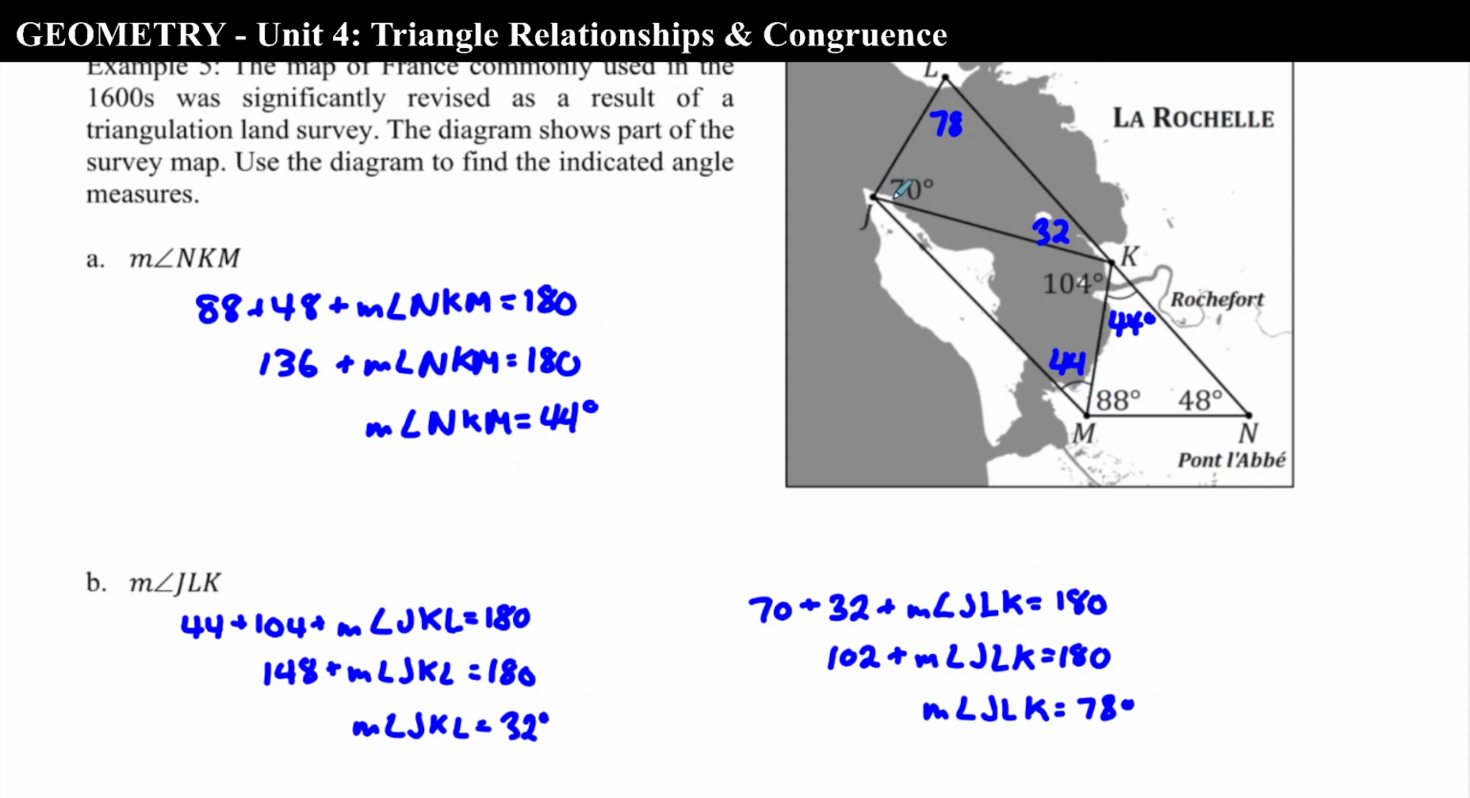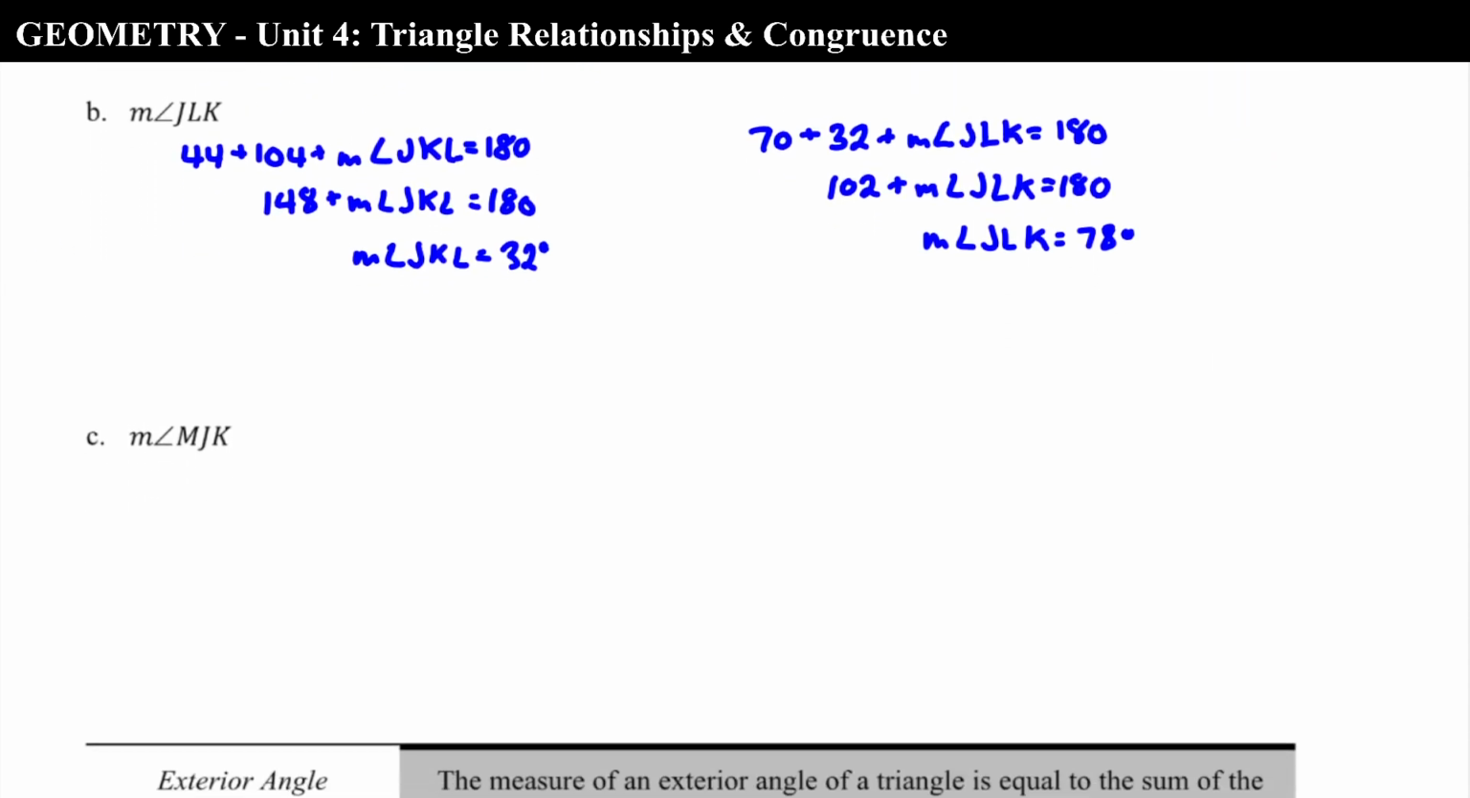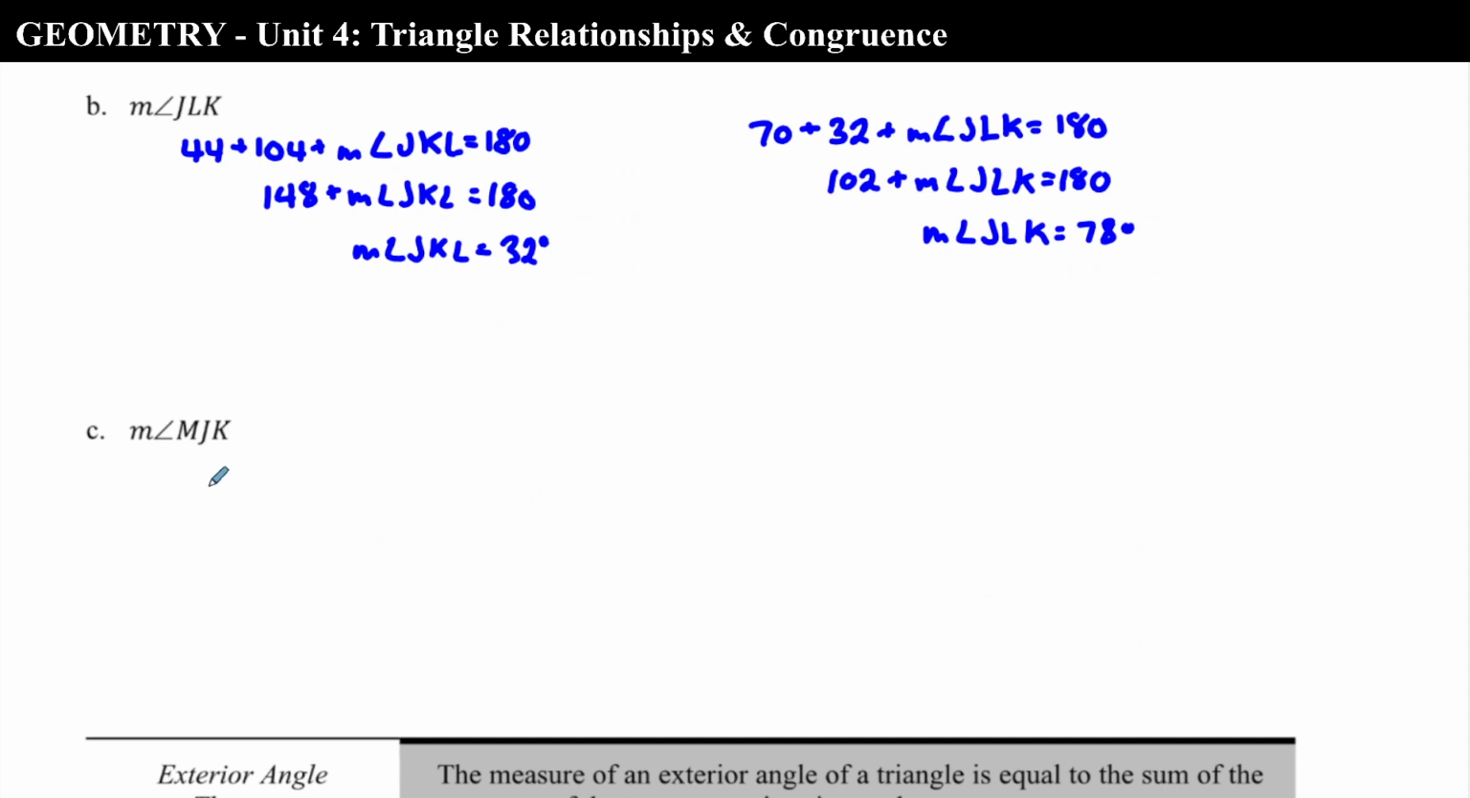MJK sits right here. So let's talk about it in the figure before we scroll down. Well, we've got this side angle, this side angle. We're just missing the third. So 104 plus 44 plus MJK is equal to 180. So I'm going to write that down here. So we have 104 plus 44 plus the measure of angle MJK is equal to 180.